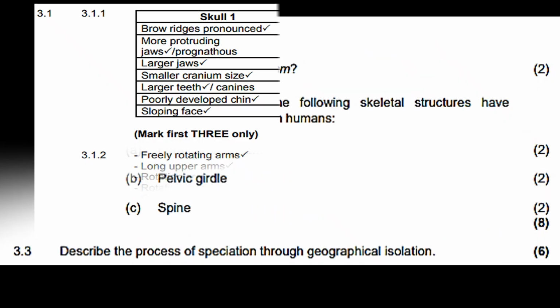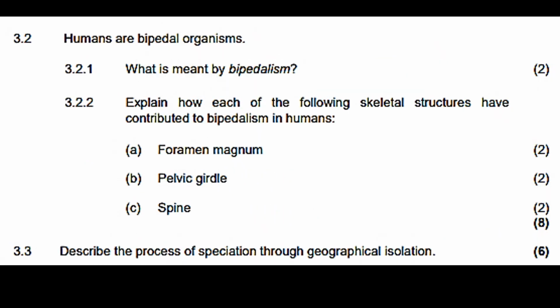Then, the next question, 3.2.1, what is meant by bipedalism? 3.2.2, explain how each of the following skeletal structures contribute to bipedalism in humans. So you have A, foramen magnum, B, pelvic girdle, and C, spine. Then 3.3, describe the process of speciation through geographic isolation for 6 marks.